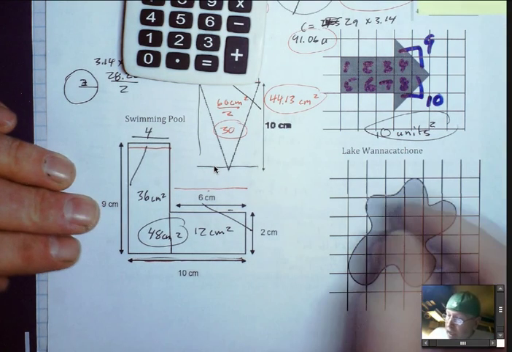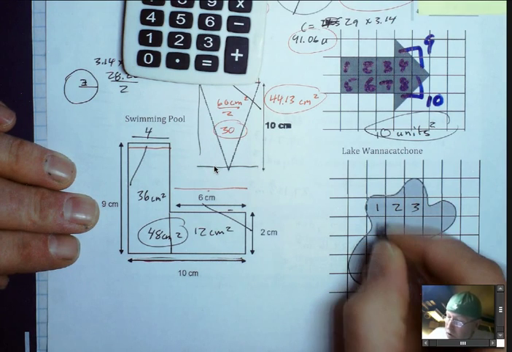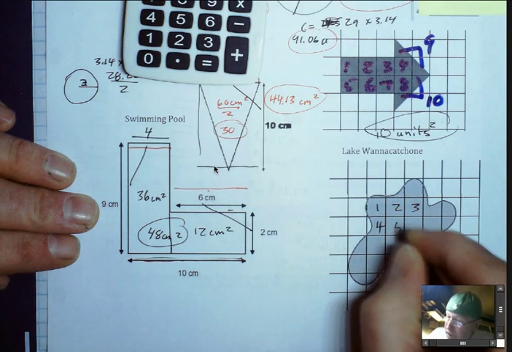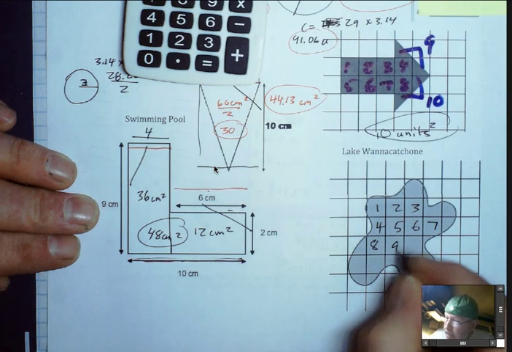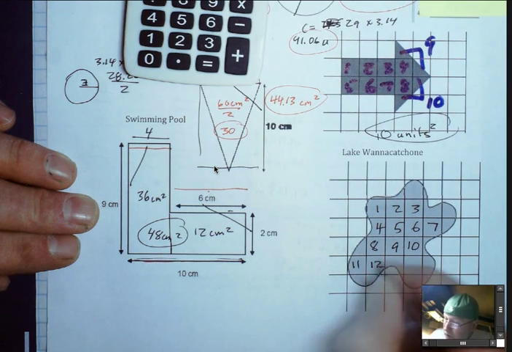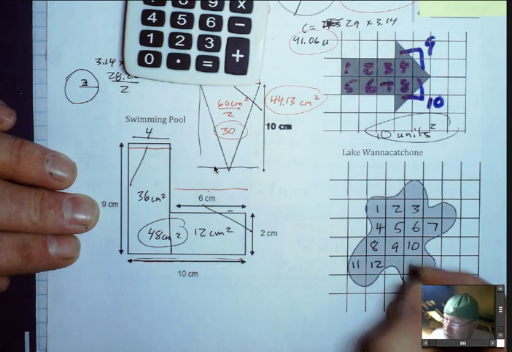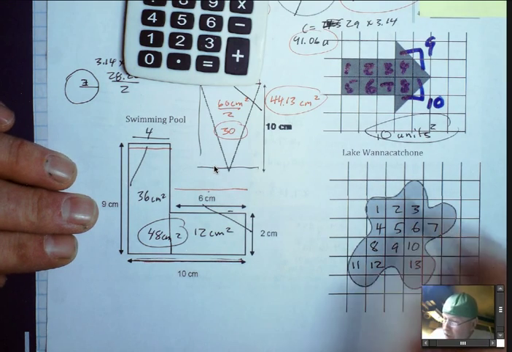I think I can do this in black. I got 1, 2, 3. This guy's almost whole, so we'll call it 4, 5, 6, 7. We've got 8, 9, 10, 11. This is almost 12. 13. 13 holes. Let's call this up here.